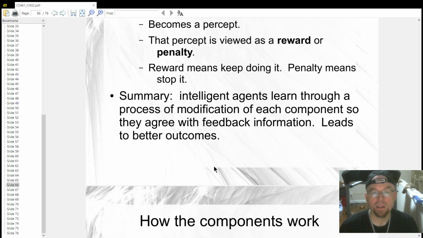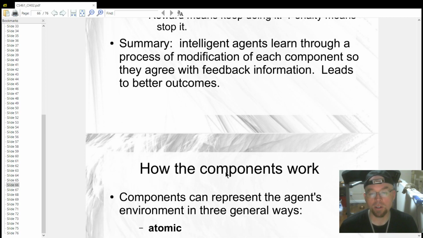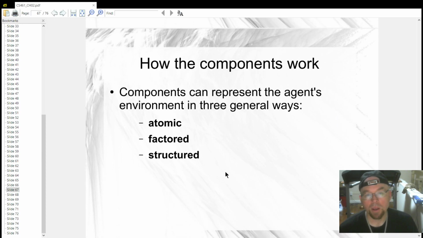Okay. In terms of reading, I'm not saying in terms of understanding, or whatever. It's going to take some work to pull it all together, but the text itself for this chapter is pretty good. All right, so how the different components work.